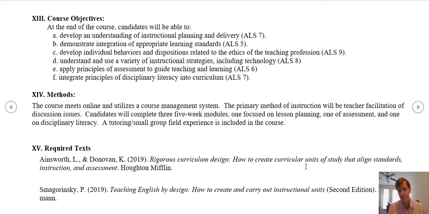The Smagorinsky text, even though it's English, I think it will benefit all of you. It will get you into how to integrate the language arts, again, viewing, speaking, listening, visually representing, writing, how to represent the English language arts in a multidisciplinary way into your curriculum.